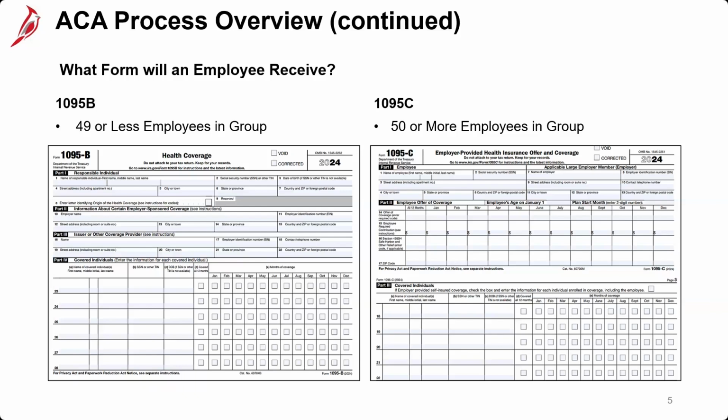There's a slight difference in these forms. The B form is going to just show yeses or nos for each month that the employee and their dependents were covered. The C form goes into more details. It shows for each month whether the employee was offered coverage and then whether they enrolled in it. And then it also shows the yes or no for each month.